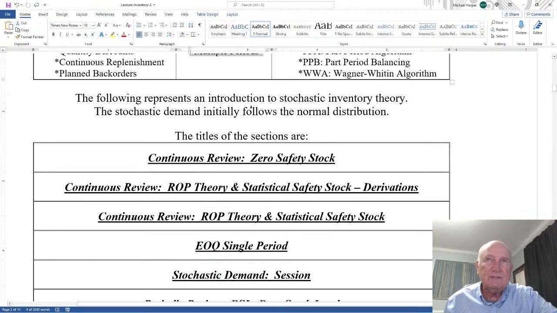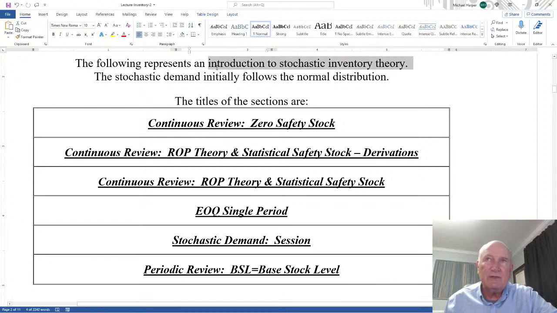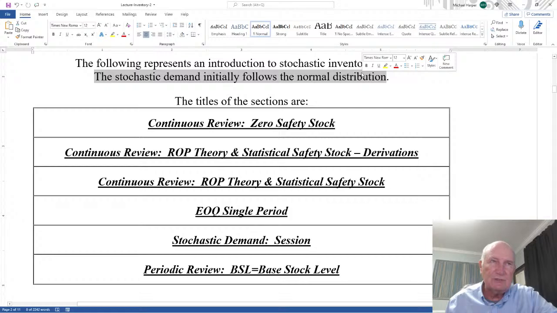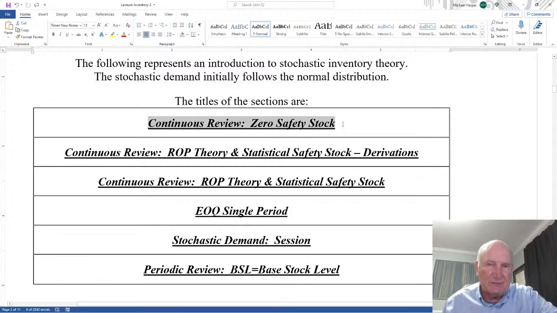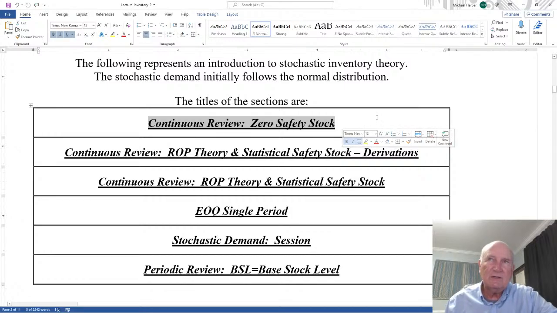The following represents an introduction to the stochastic inventory theory. The stochastic demand initially follows a normal distribution. I'll start with a continuous review with a zero safety stock. It's a good place to start because with zero safety stock in the continuous review system, the constant demand and stochastic demand really are the same. Changes happen when the safety stock is not zero.